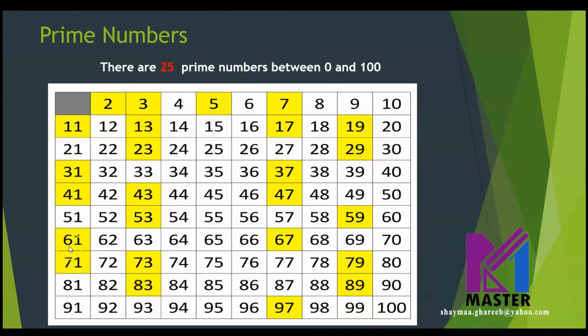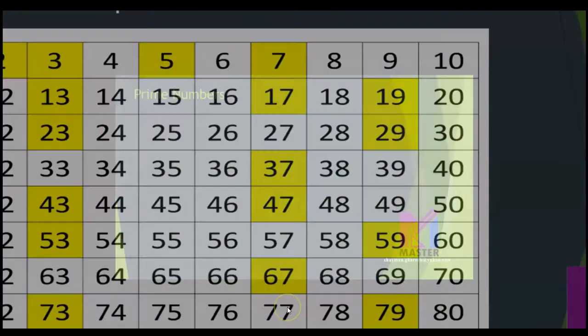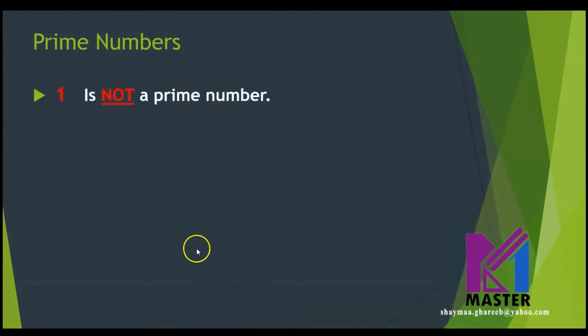In the 60s, we have 61 and 67. In the 70s, we have 71, 73, and 79. In the 80s, 83 and 89. In the 90s, we have only 1, which is 97. Now, let's highlight some important notes about prime numbers.